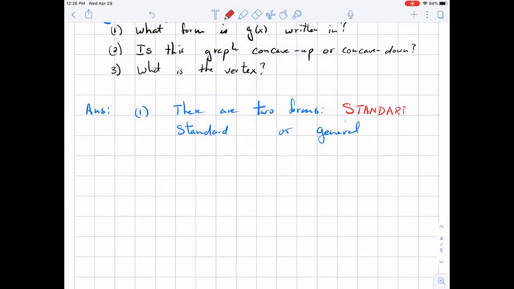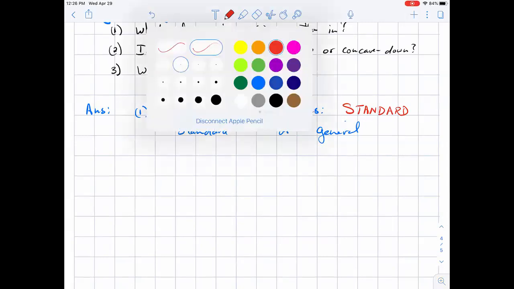Now, when something is written in standard form, the vertex is very easy to identify. So we'll talk about that in a minute. Well, let's do number 2.